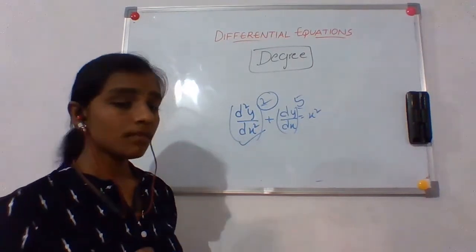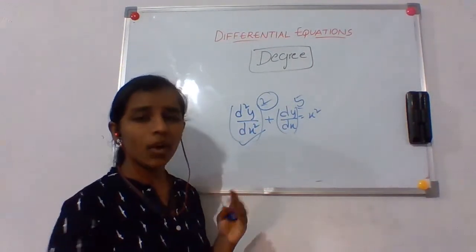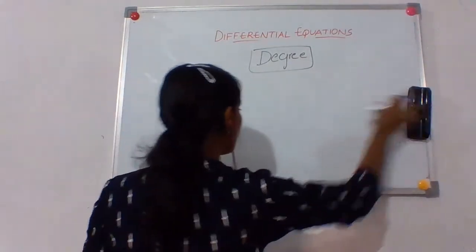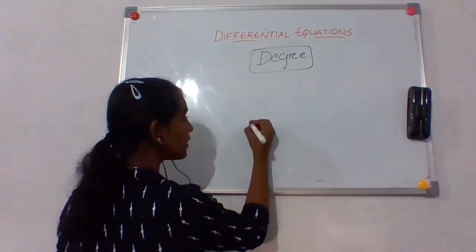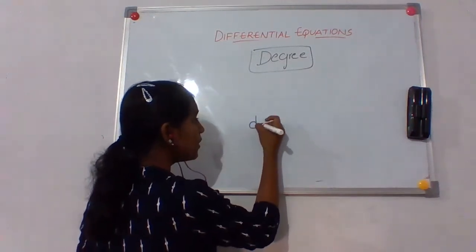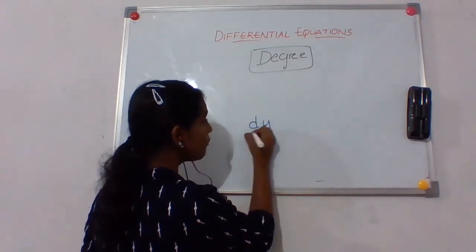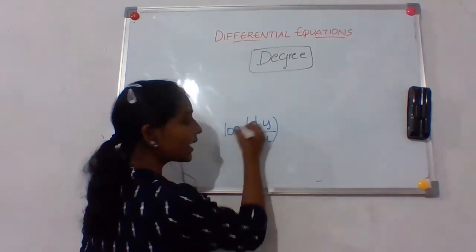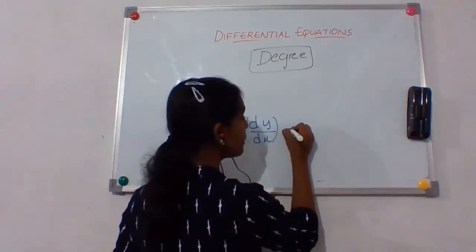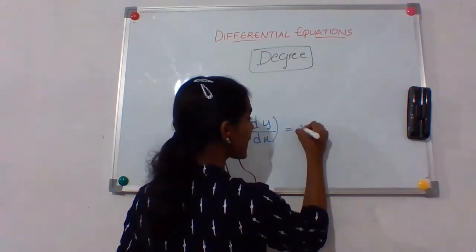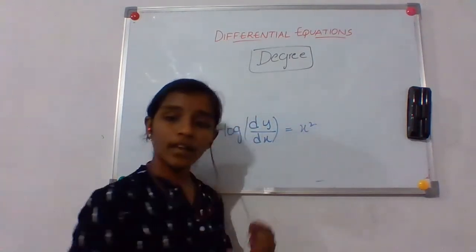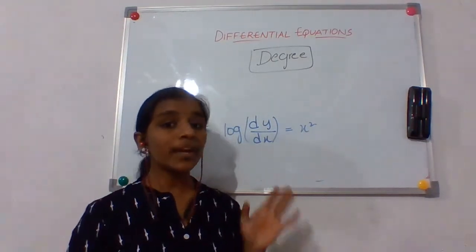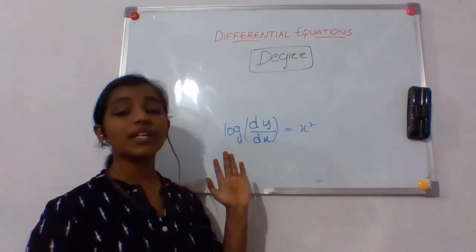That is it. Now, if I go into some more complex part, if I say there's a differential equation like log of dy by dx is equal to x square, now what is the degree of this equation? No, you cannot tell the degree of this differential equation.